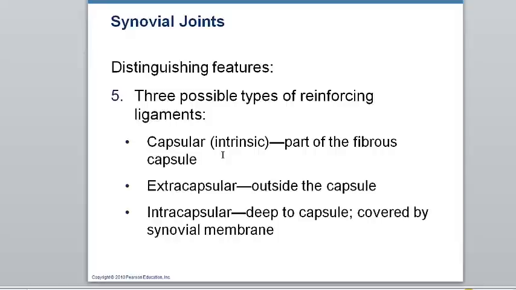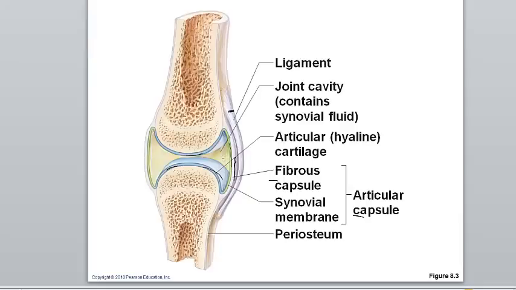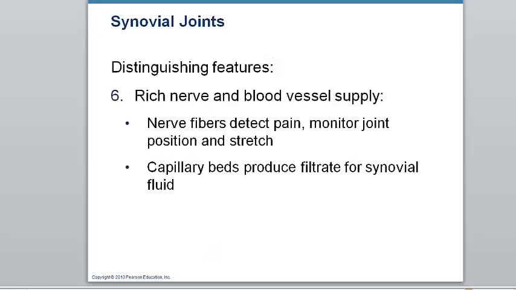The capsular, which is part of your capsule, the extracapsular, which is outside the capsule, and within the capsule is intracapsular. It is covered by the synovial membrane. So when you look at this over here, sometimes this will be the extracapsular, this is the capsular, and within that you might have some fibrous tissue over here, like in your knee joint you have intracapsular ligaments. The next distinguishing feature is that it is rich in blood supply and nerve supply.